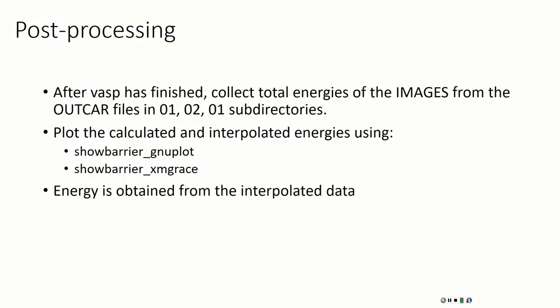Post-processing: after VASP is finished, collect the total energies and the images from the OUTCAR files. This should be 00, 01, 02, 03 subdirectories, because you're going to have several of them. And then you can plot the calculated and interpolated energies using the show barrier function, gnuplot, or xmgrace. It's just another way of doing it, just a different way to plot. And the energy is obtained from the interpolated data.